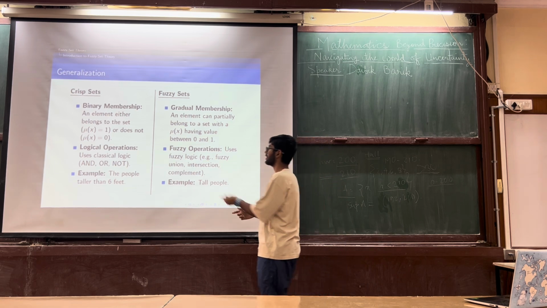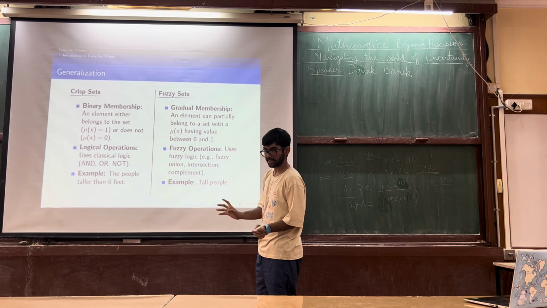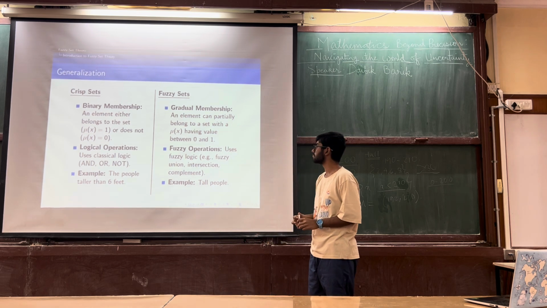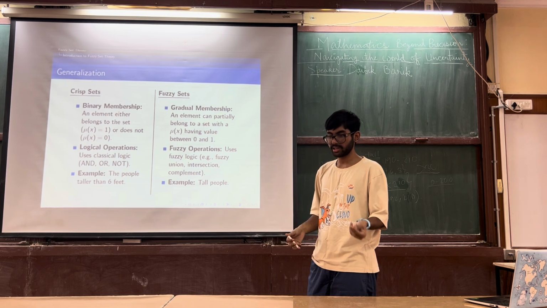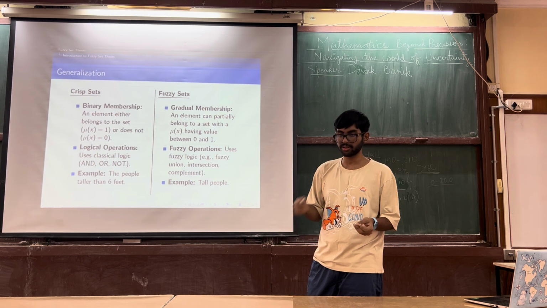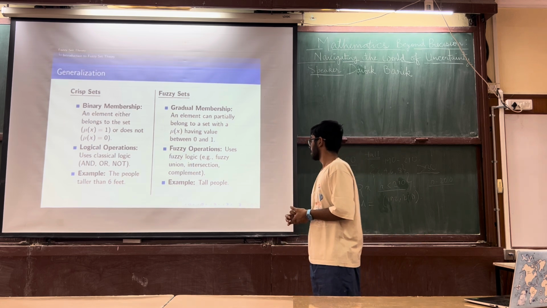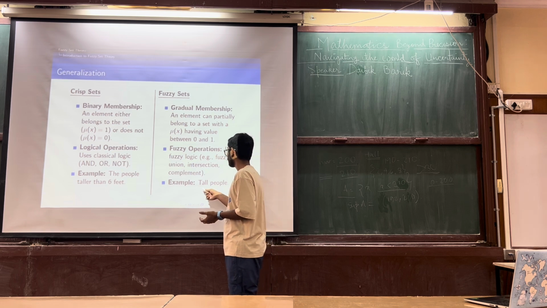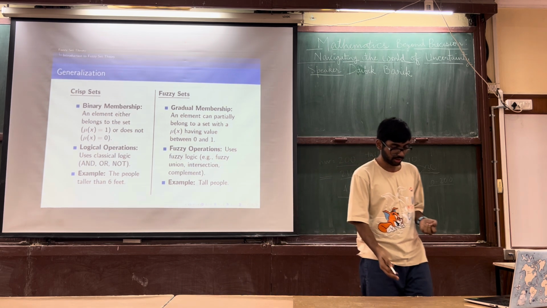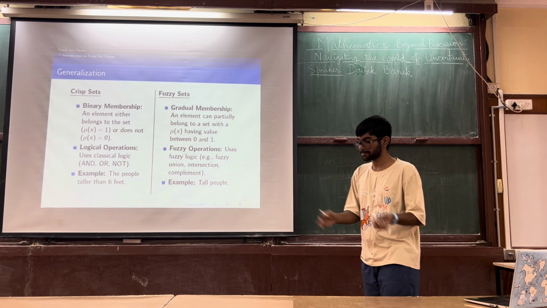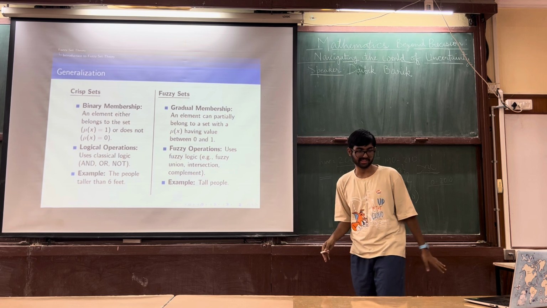An example of a crisp set is people taller than 6 feet. That is a well-defined set, because given a person, I can classify that person as being taller than 6 feet or not, and then I can put him in the set or take him out of the set. But tall people is not well defined, right? So it is not a crisp set, but it is a fuzzy set. If I define a membership, I can make it a fuzzy set.